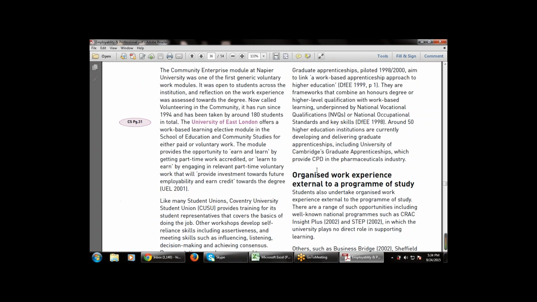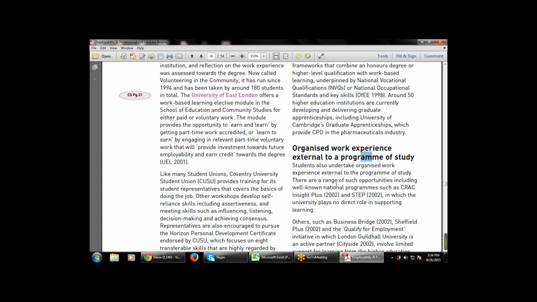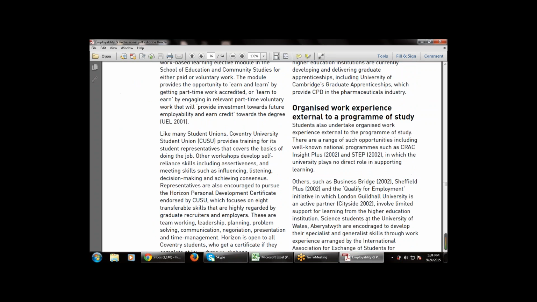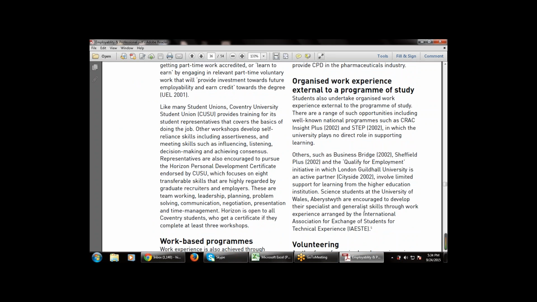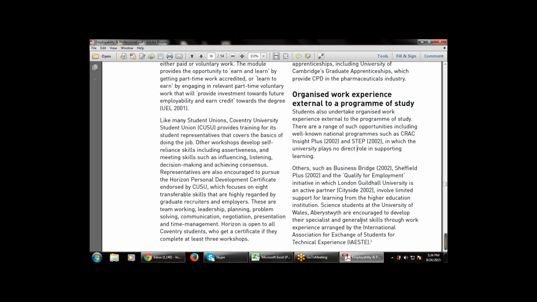Then next is organized work experience external to the program of study. There are a range of such opportunities, with well-known business organizations, that are used in supporting the learning. The others can include the Business Bridge and the Quality for Employment initiative, in which London Guildford University is an active partner.